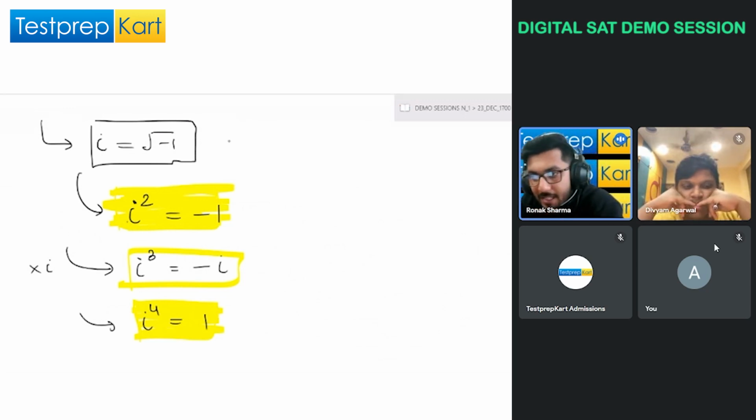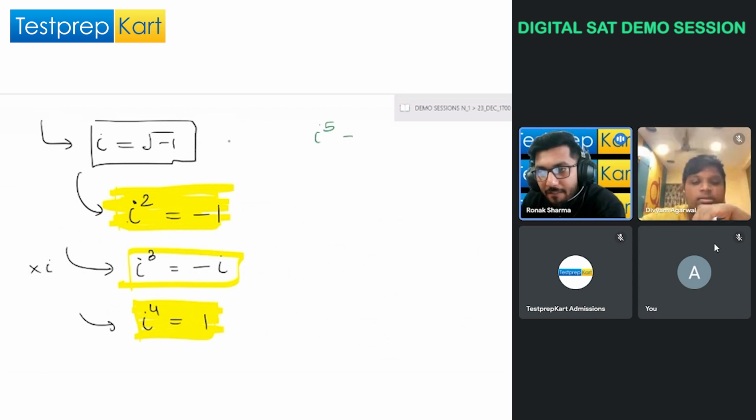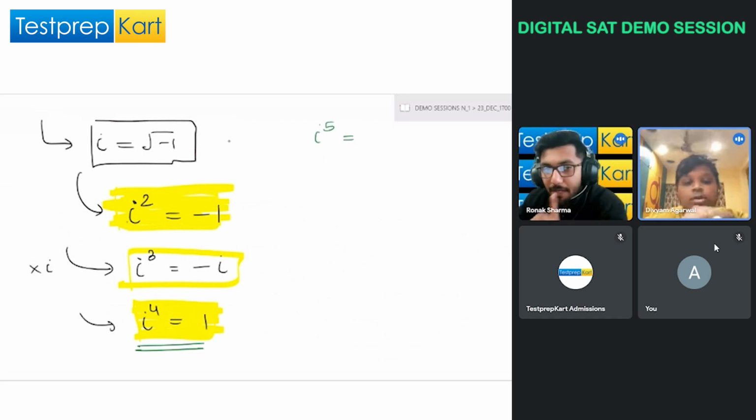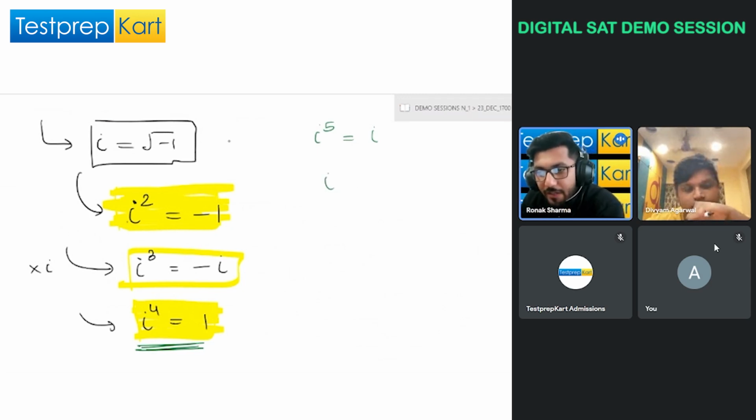Now, there is something good about iota. Let's say I want to find iota power 5. Iota power 5 is nothing but iota, simple iota. Why? Because you just multiply with iota on both sides and you'll get that. If I want to find iota power 6, you can multiply iota square on both sides here. So iota power 6 equals iota square, which is minus 1.